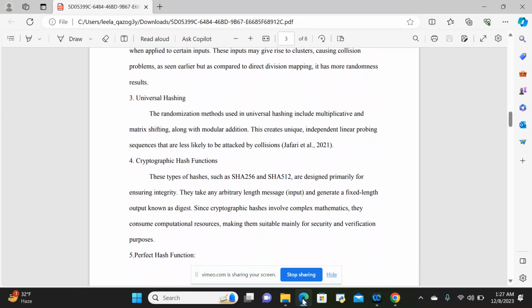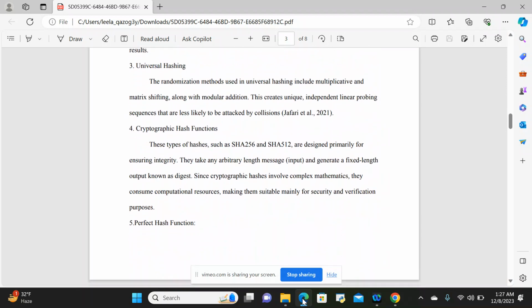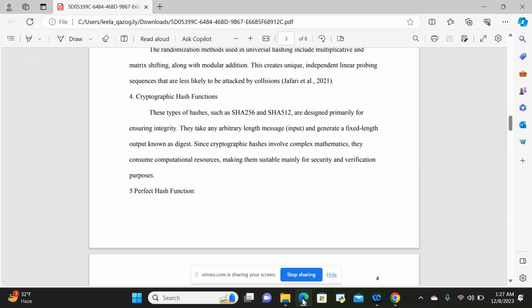Universal hashing. The random methods used in universal hashing include multiplication and shifting, along with modular addition. This creates a unique probing sequence so that no keys are especially likely to be attacked by a collision.